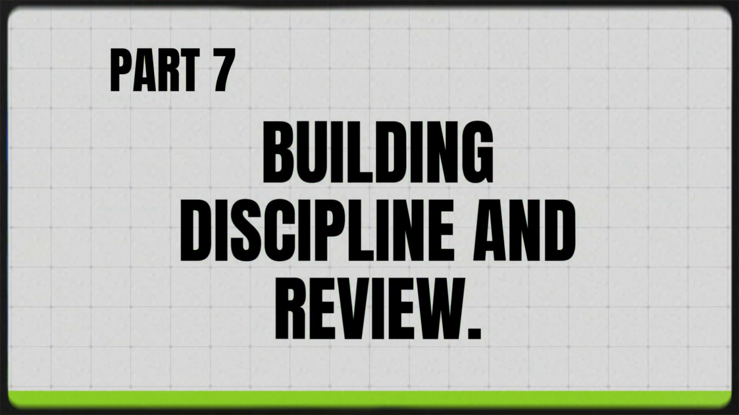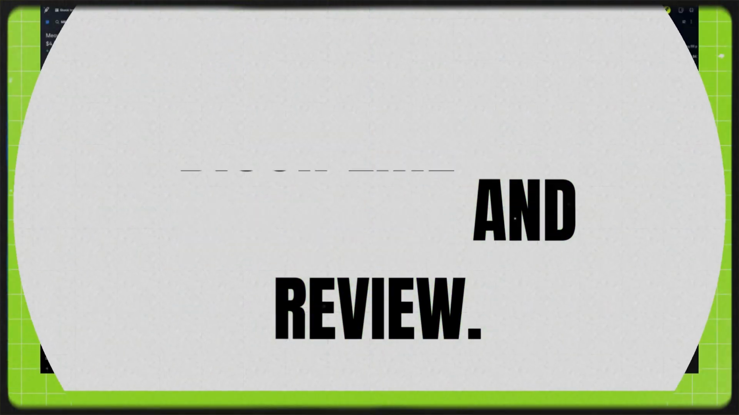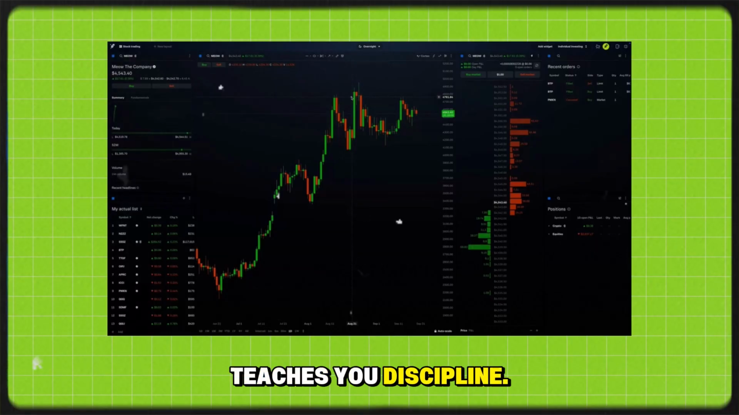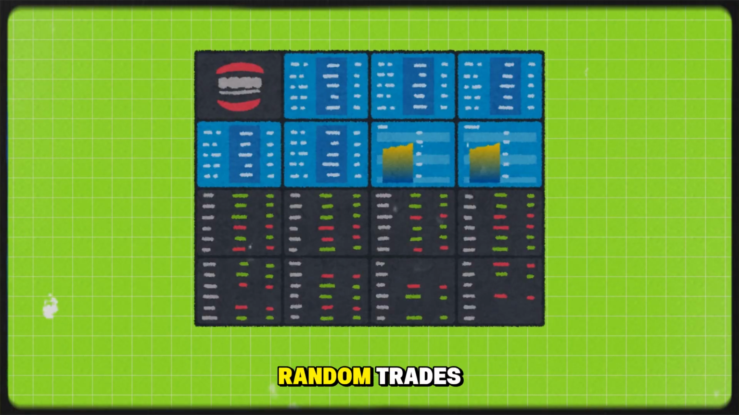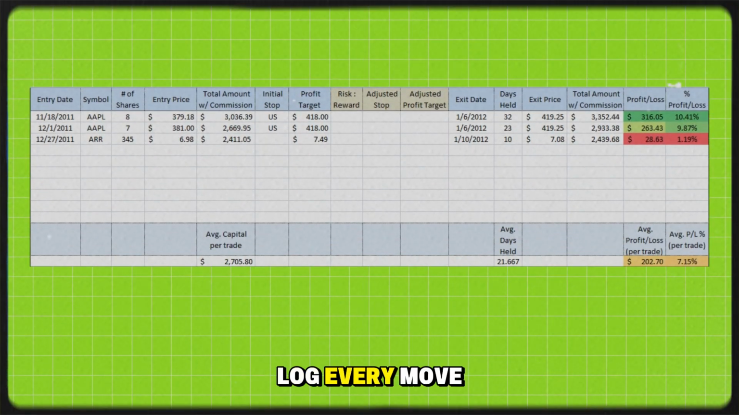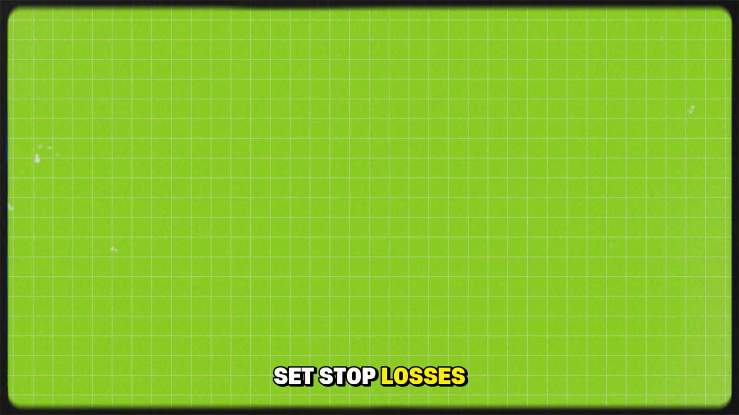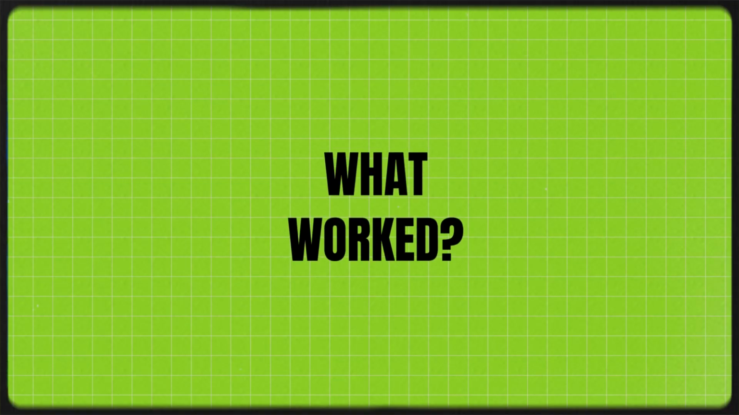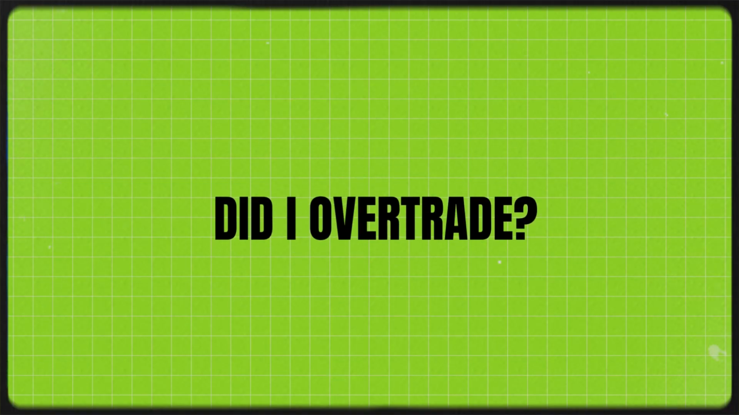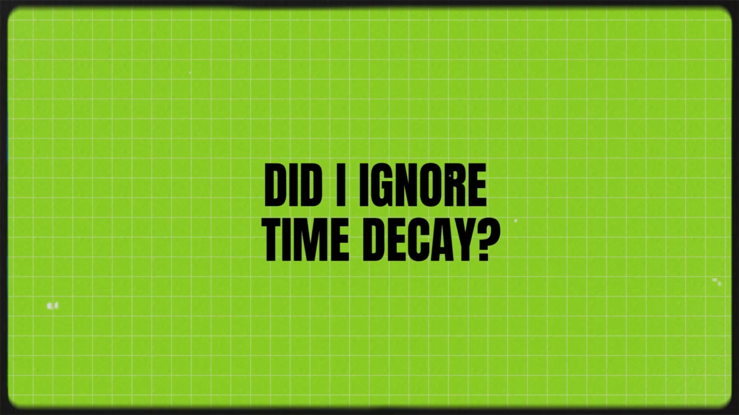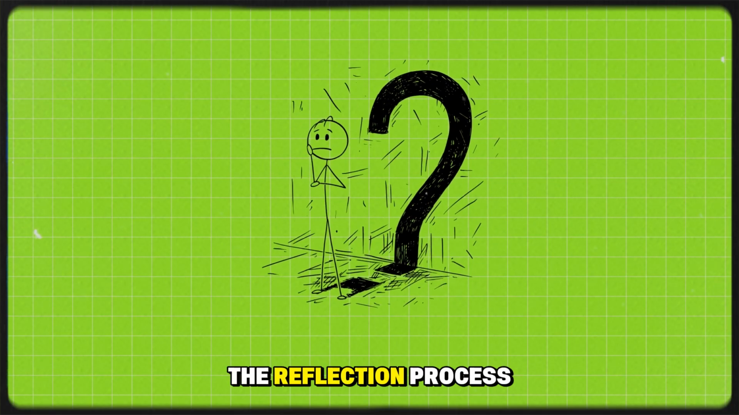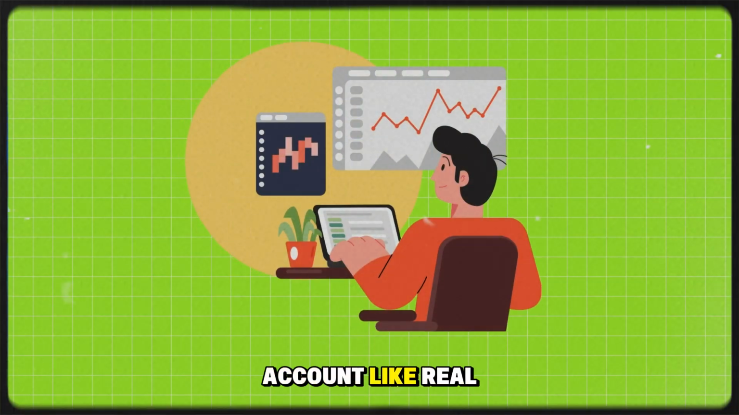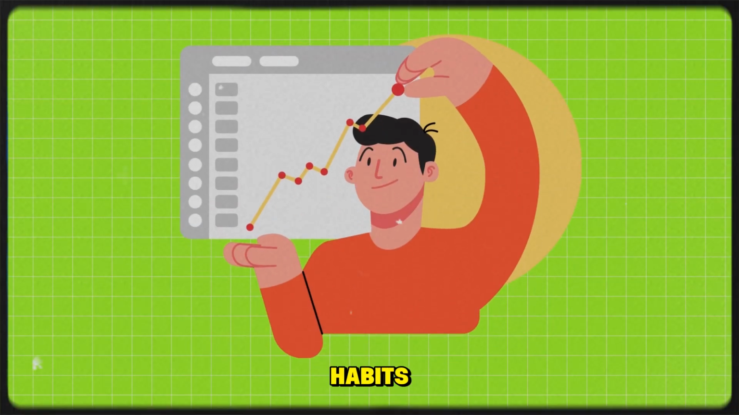Part 7. Building discipline and review. Paper trading also teaches you discipline. Don't just throw random trades. Log every move, set stop losses, and review results weekly. Ask, what worked? What failed? Did I overtrade? Did I ignore time decay? The reflection process is where the real growth happens. Treat your paper account like real money, and you'll build habits that transfer directly into live trading.